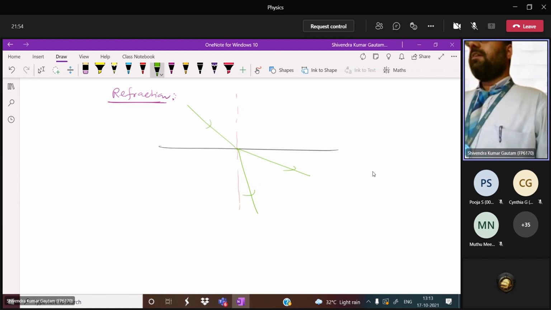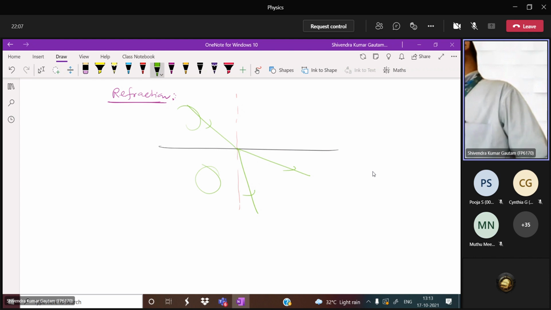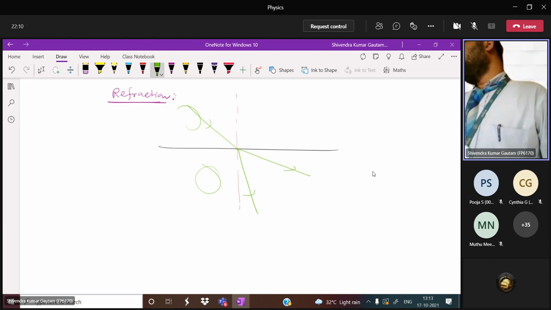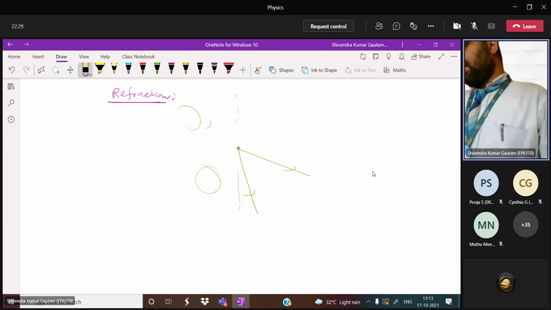Now why does the refraction phenomenon take place? Because the speed of light is different in different media. When the medium changes, the wavelength changes, and when the wavelength changes, the speed changes, and because of that refraction takes place. Mathematically we will also prove why it is bending and how much it is bending. Now, as one example, I make one diagram.